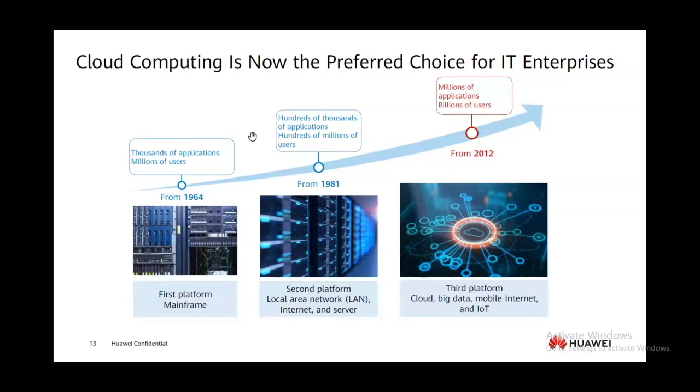So this is some of the transformation, okay, from the first platform, the mainframe. Then we have the network type, which is the LAN, with internet and services. And then later on, we start creating cloud. Okay, so cloud, the idea was conceived in 2012, but actually it became more popular around 2015.